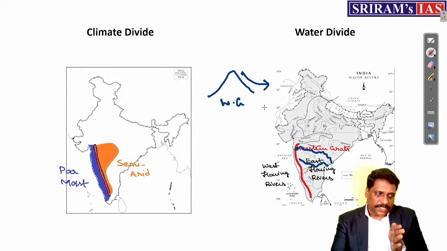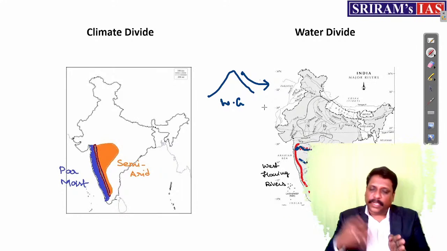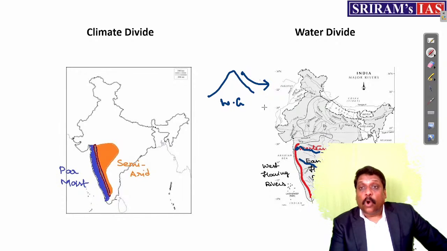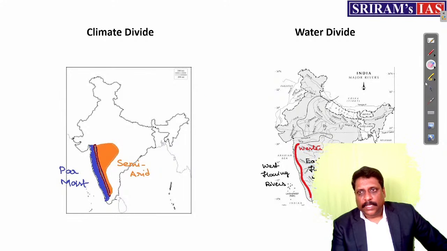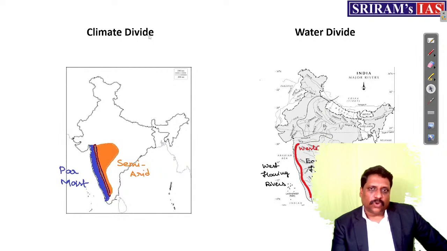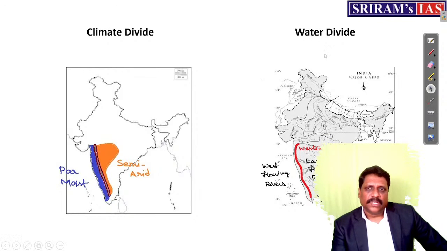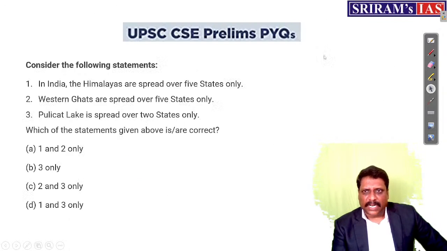This Western Ghat is actually separating these east flowing rivers and west flowing rivers. Correct. That's the reason these Western Ghats, you call them what? Water divide. Right? Water divide also. Right, my friends. So why exactly is it called a climate divide? Why exactly is it called a water divide? We have an idea. Those are some of the basic facts about Western Ghats, my friends.